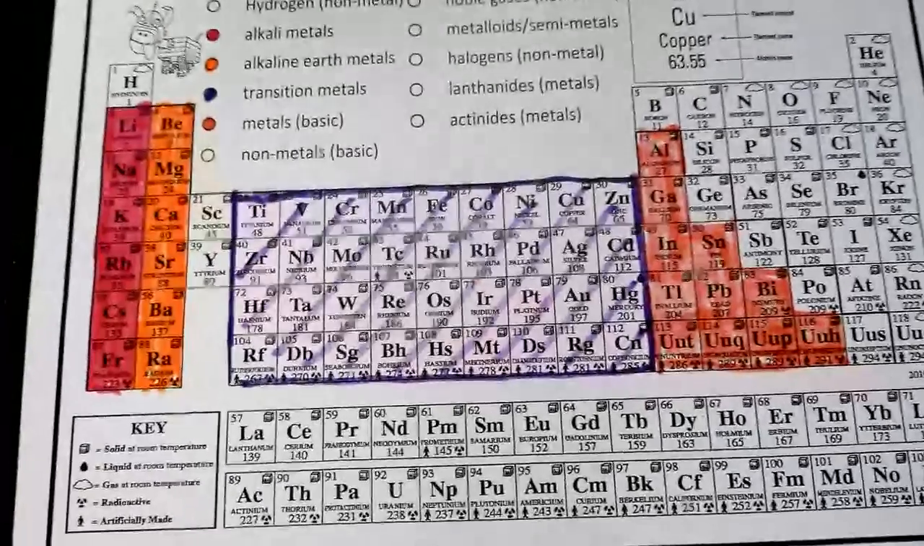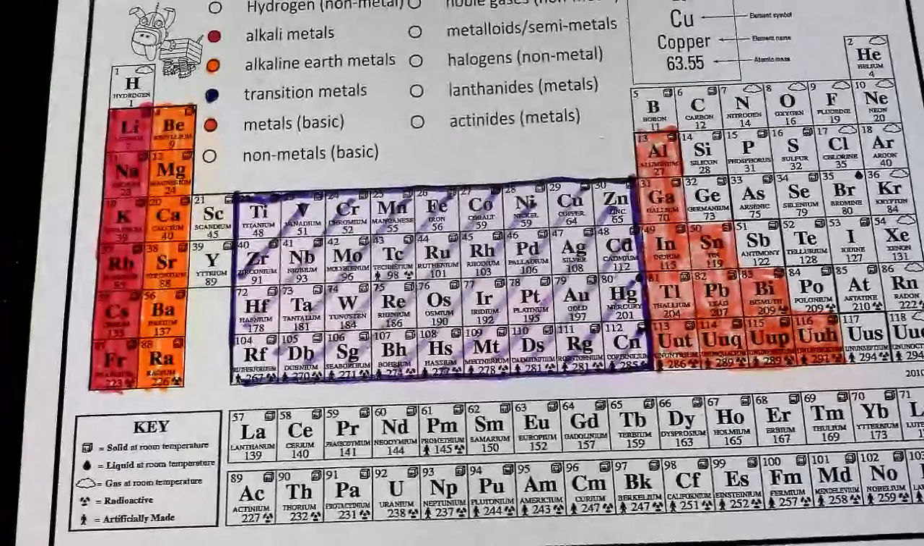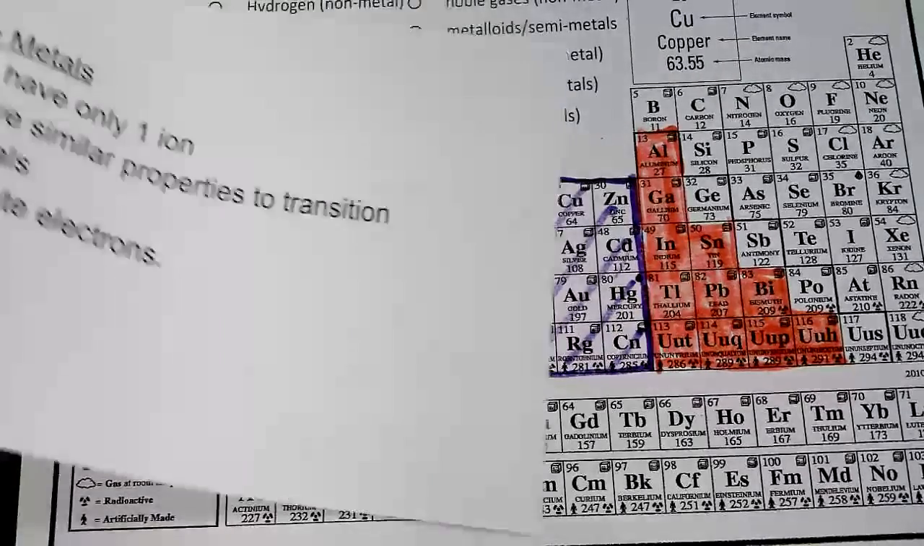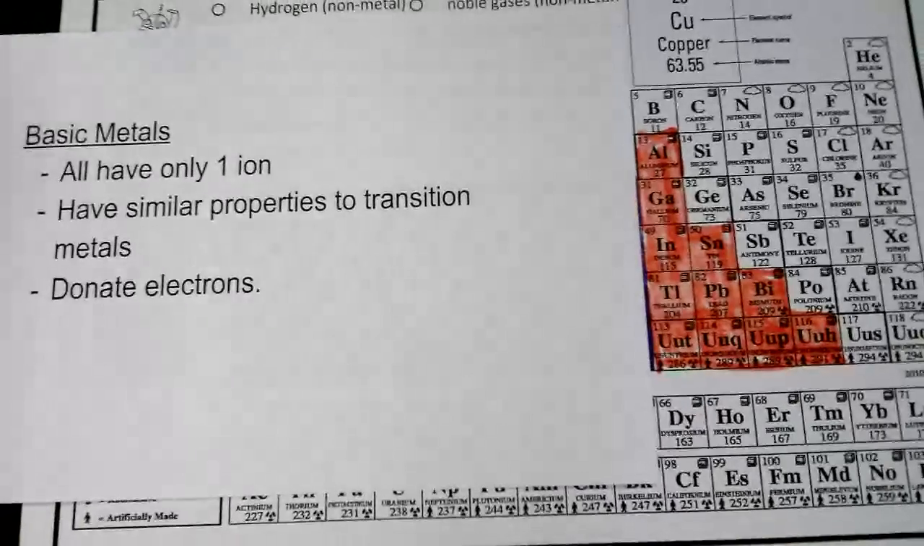So those are our basic metals. Basic metals are called basic metals because they only have one ion that they form, unlike the transition metals that have multiple ions that they can form. These guys will only form one charge. They have similar properties to the transition metals. They're still really good conductors of heat and electricity. They're malleable, they're ductile, and they donate electrons like all good metals do.